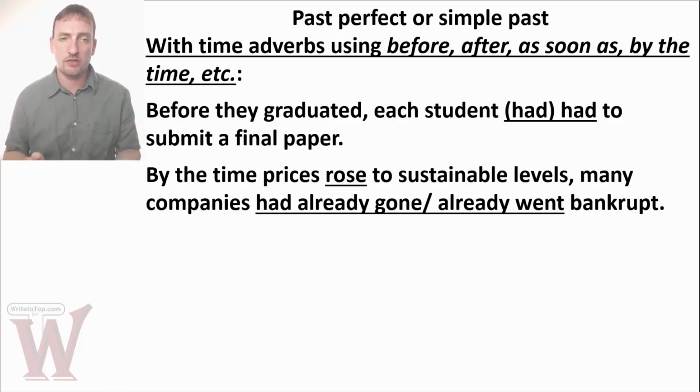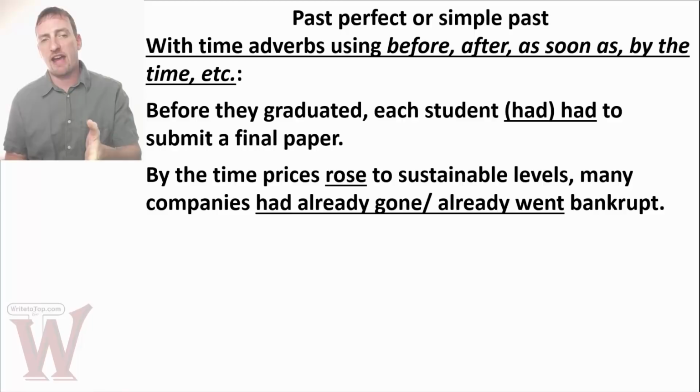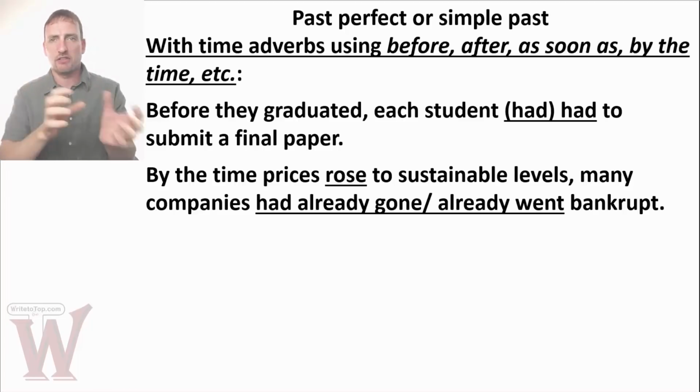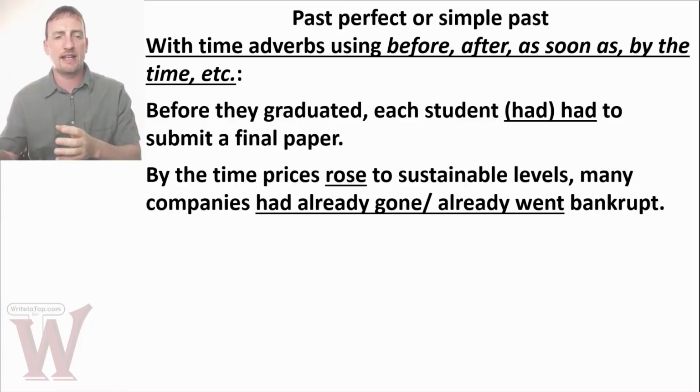You can if you want to. Before they graduated, each student had to submit a final paper, or each student had submitted a final paper. Both are okay. The "before" already tells you the relationship of the two, of graduated and submit. So the "before" tells you which came first, which came second. The past perfect is not necessary.